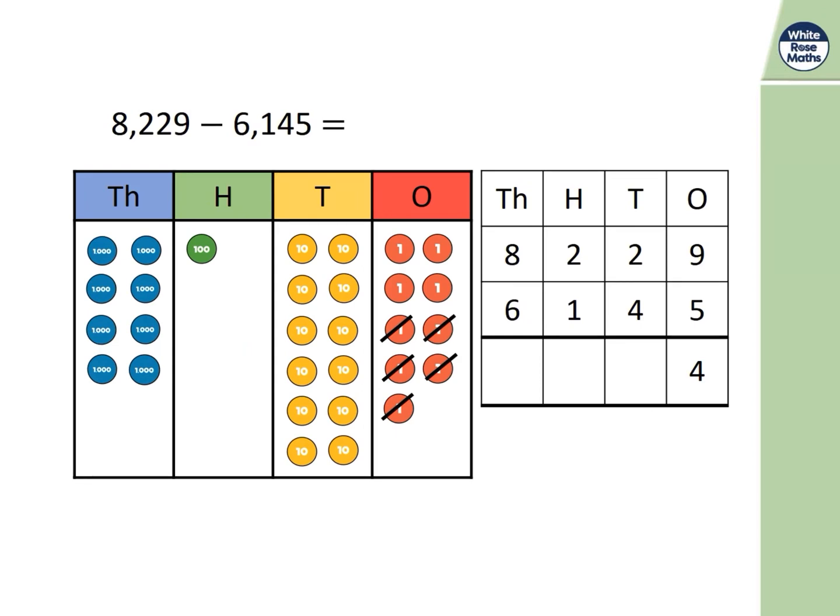And let's note that on our written calculation. We haven't got 200s anymore, we've got 100. And we haven't got 2 tens anymore, we've got 12 tens. So 12 tens subtract 4 tens is equal to 8 tens. 100 subtract 100, well, we've got no hundreds left, so we use 0 as a placeholder. And in our thousands column, 8,000 subtract 6,000 is equal to 2,000. So the difference between our numbers is 2,084.